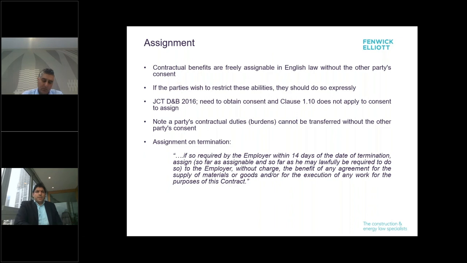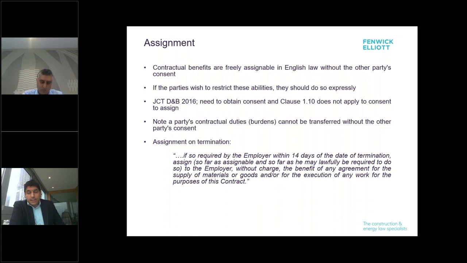Assignment's another point that we often see in our contracts. The law, again, in terms of assignment, is actually quite wide and beneficial to the parties. So at common law, contractual benefits are freely assignable without the other party's consent. So if you want to restrict that right, you need express drafting in the contract. Quite typically, you will see that.